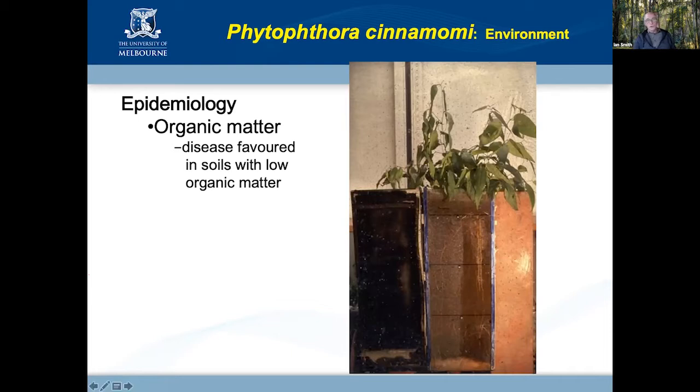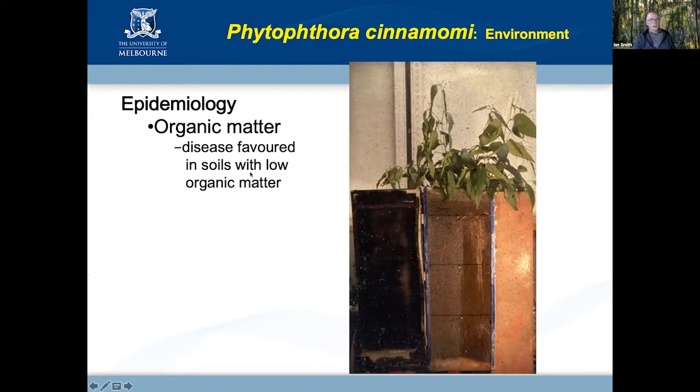We found also that soil type was important. Here we've got an organic matter rich red soil, a krasnozem soil, next to a sandy soil. And we grew, in this case, Eucalyptus obliqua on either side of each other. The one on the left-hand side died, while the one on the right-hand side survived.